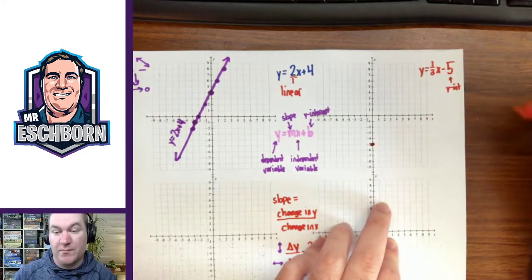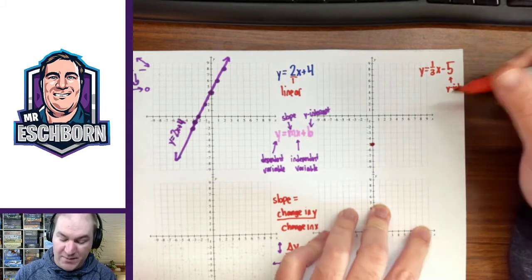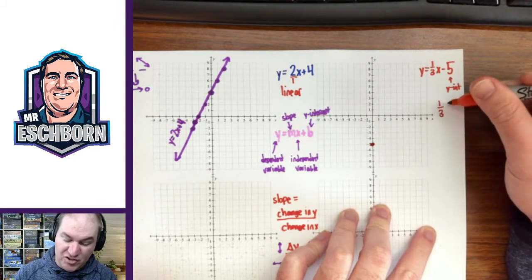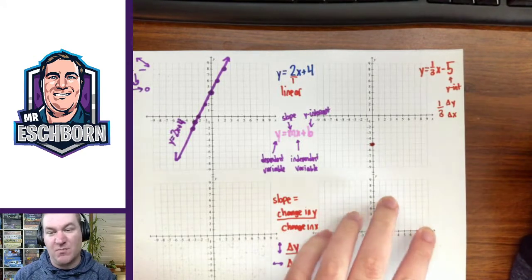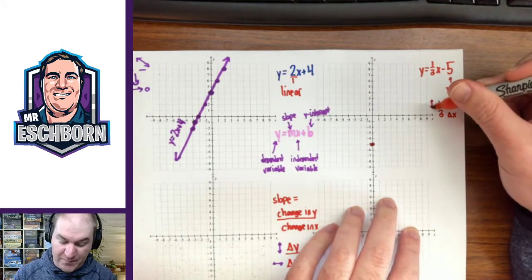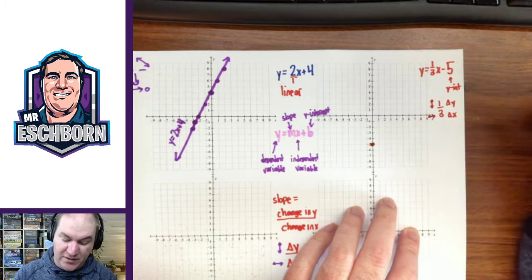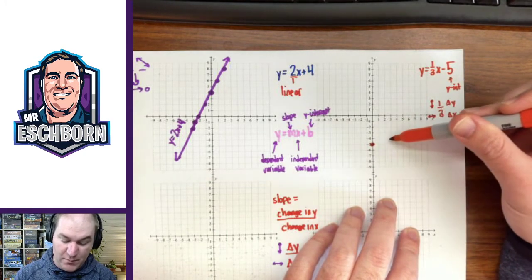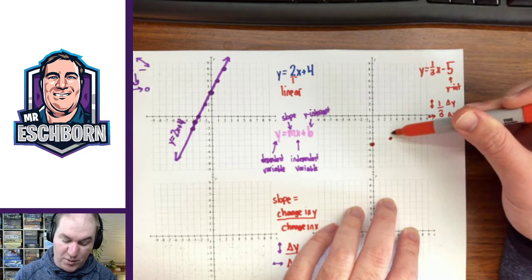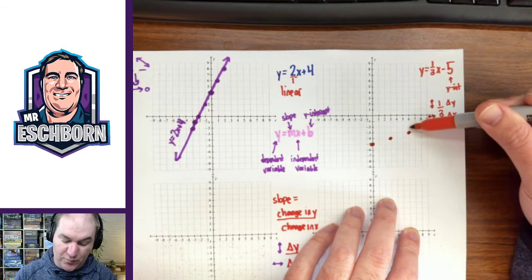And we have our slope of 1/3. That means my y needs to change by 1, and our x needs to change by 3. So I need to go up and down 1, and I need to go left and right 3. So I'm going to go here, and I'm going to go up 1 and over 3. Up 1 and over 3.